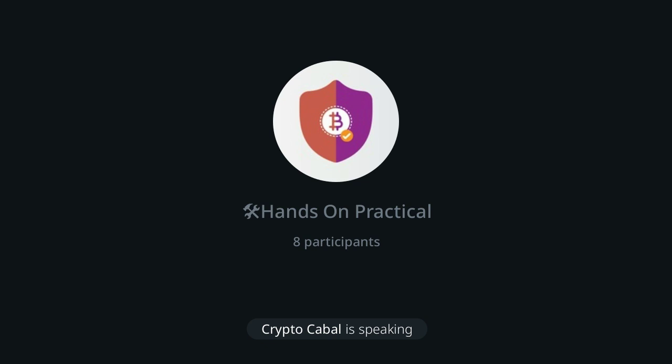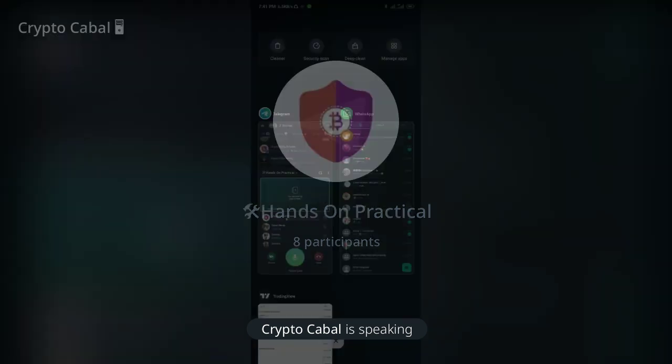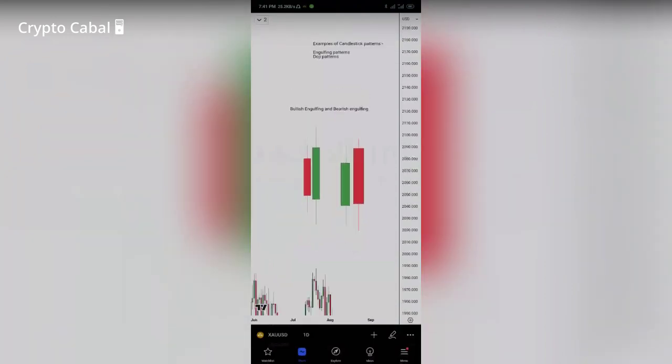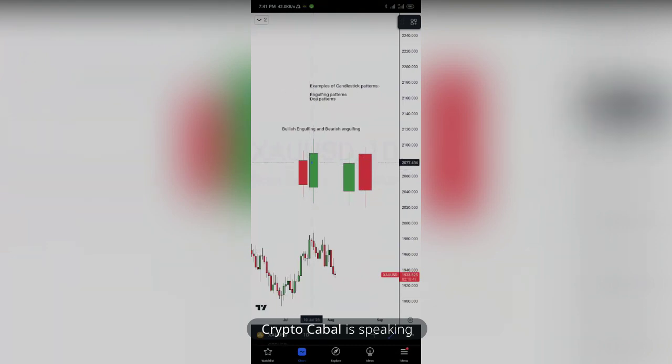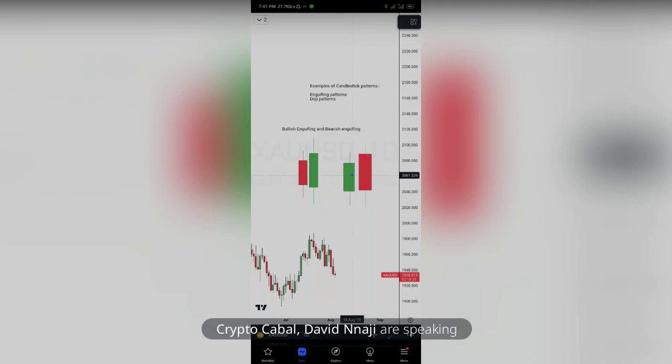So when we talk about the bullish engulfing, when we say we have a bullish scenario, it's actually a bullish candle. Let me share my screen back so you can see the illustration. You can see the bullish engulfing here. This particular green candle is overshadowing the red candle, and this is what we call the bullish engulfing. Now for the bearish engulfing, you can see that the red candle covers the green candle.